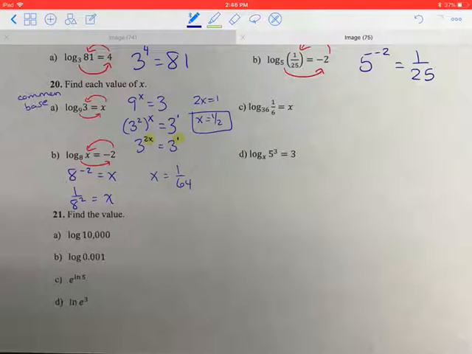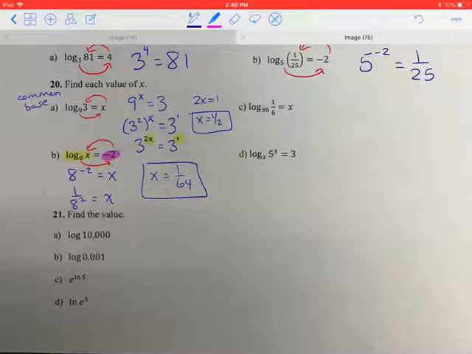Now we do have some restrictions on these, which I probably should have mentioned. Anything on the log side has to be positive. Anything on the other side, it really doesn't matter. It can be anything. So since my x was on the left on that one, I do have to check and make sure that it's positive, and it is, so I get to keep it.